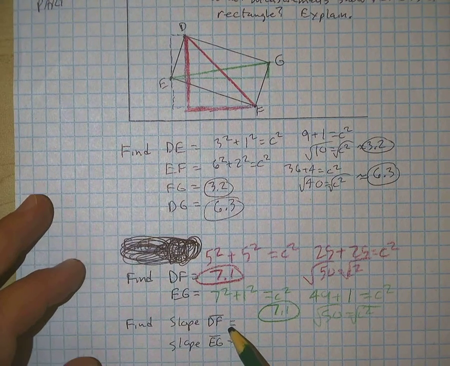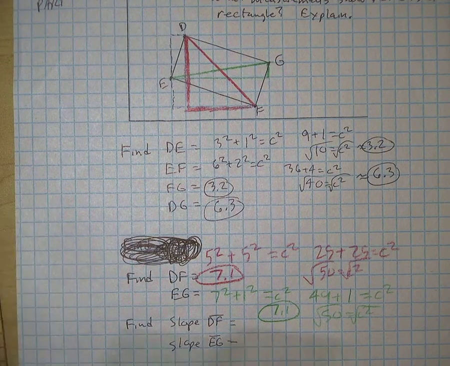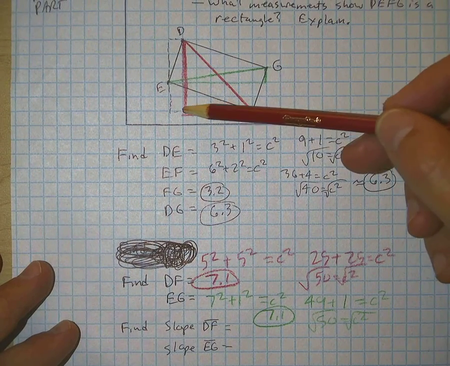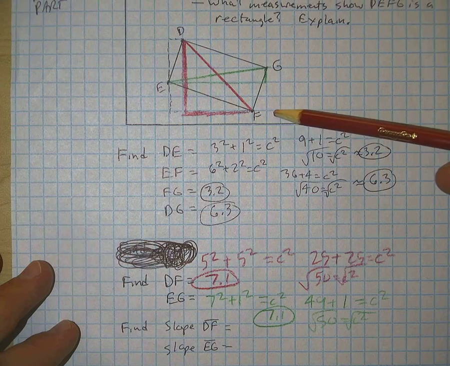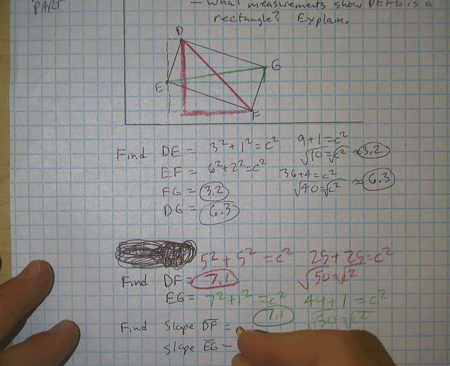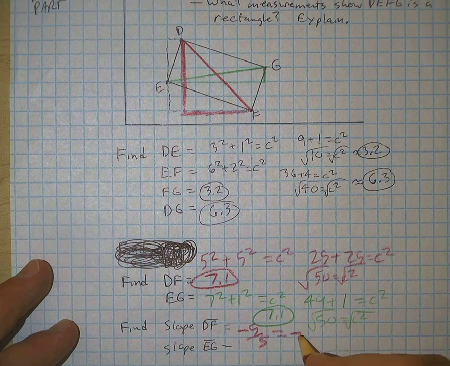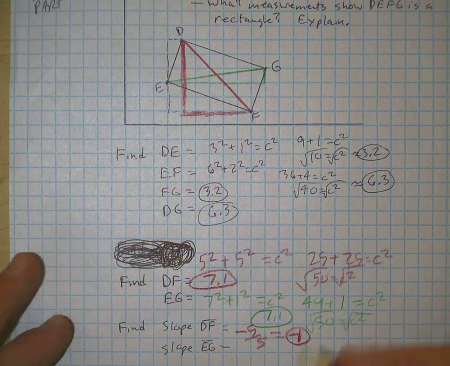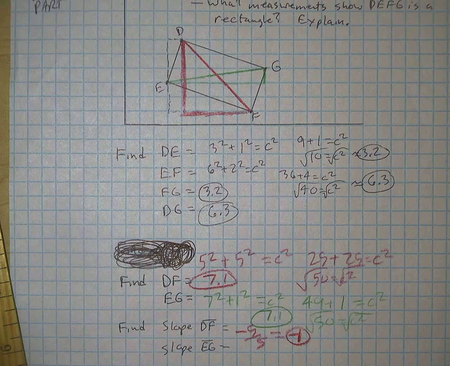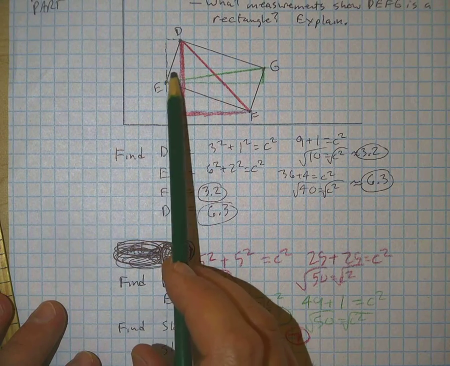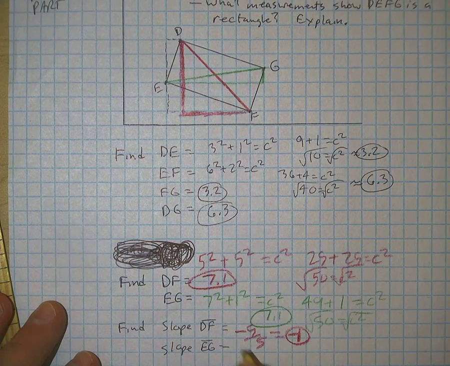Now we want to figure out the slope of DF. Well, the slope of DF, you can see it went down 5 over 5. So that means it's going to be a negative 5 over 5, which gives us a negative 1 if I reduce it, right?